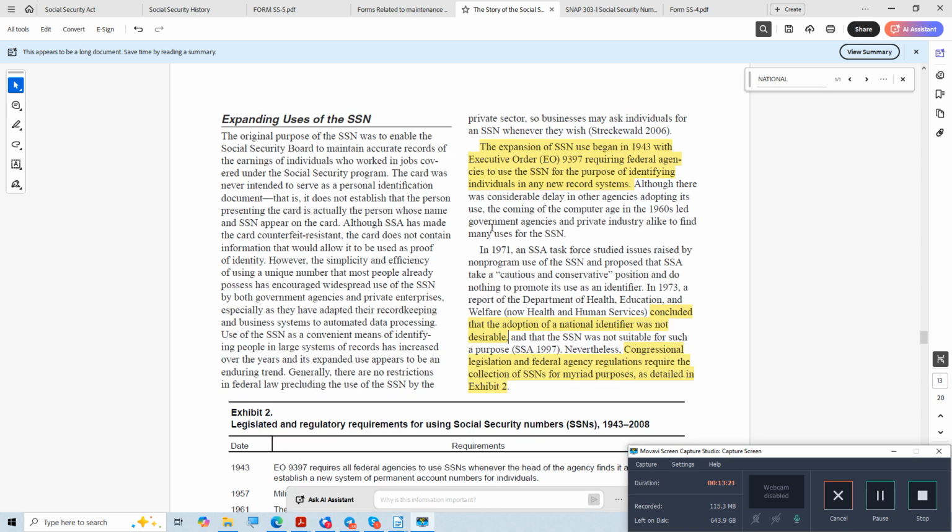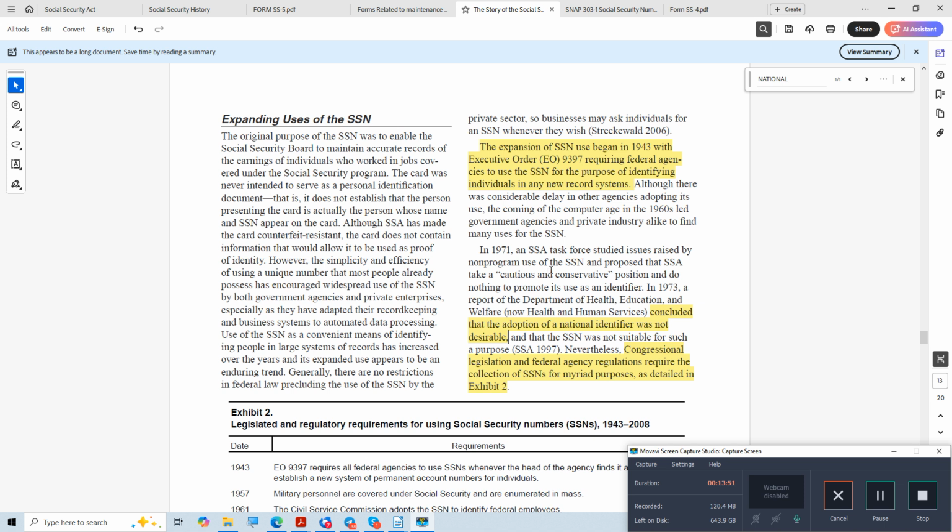Well, here we go. The expansion of the SSN use began in 1943 with Executive Order 9397, requiring federal agencies to use the SSN for the purposes of identifying individuals in any new record system. Well, so then it was the President of the United States that said that the Social Security number card is national identification. But again, we don't have one.